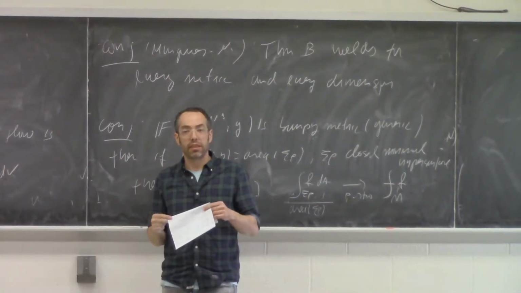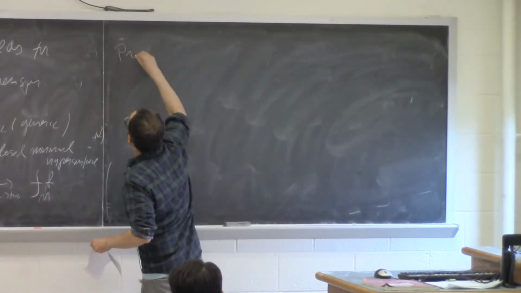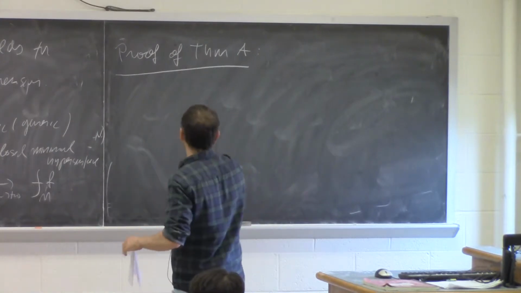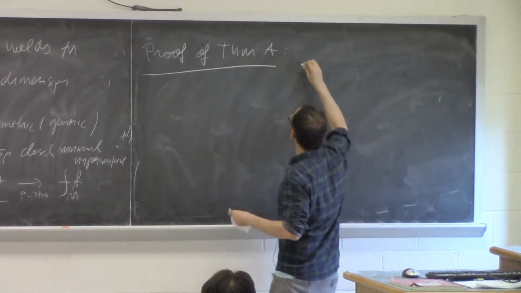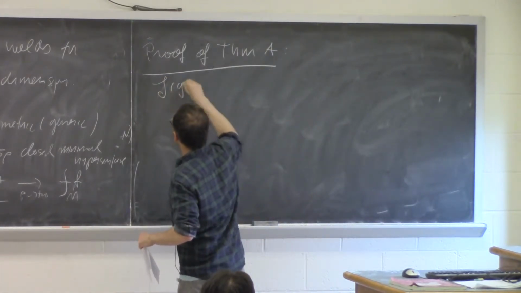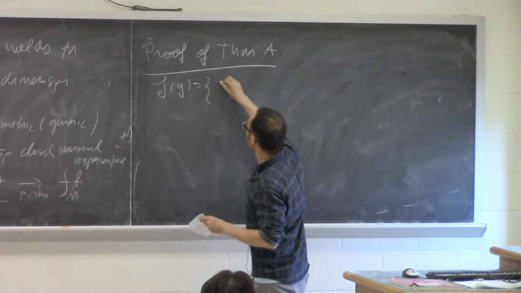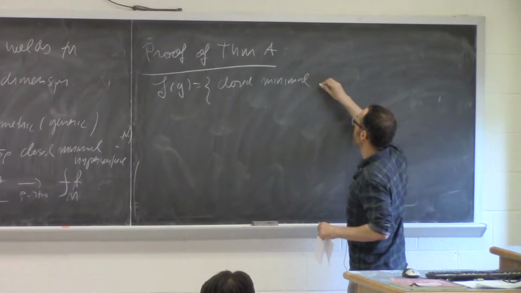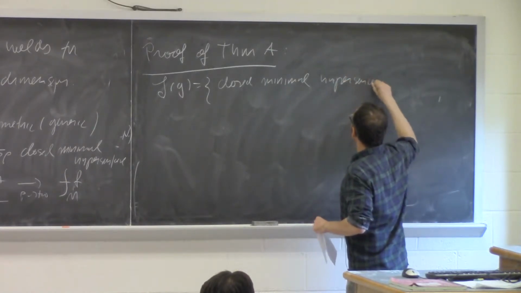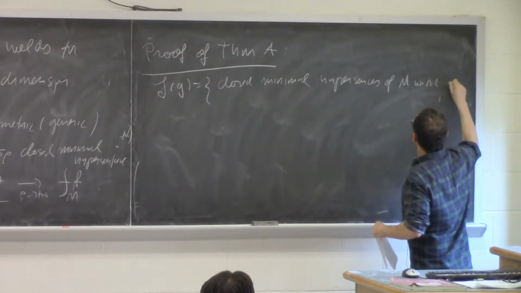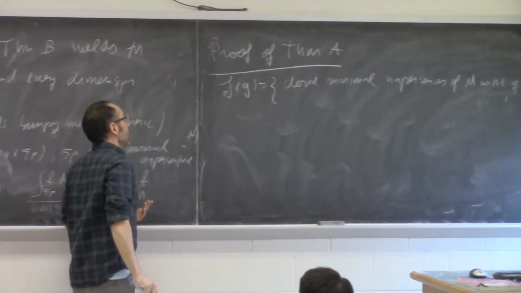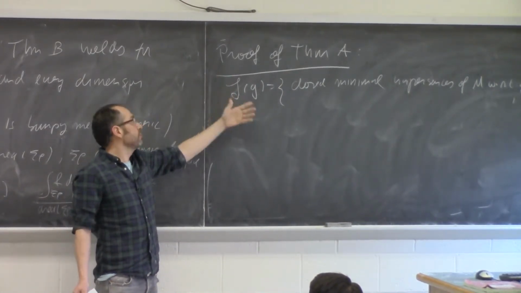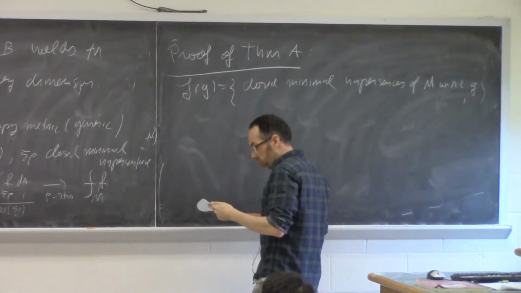Is this okay here? Okay, so let's prove theorem A. Let's start with the definition. Let's call S of G the set of all closed, minimal, embedded hypersurfaces of M with respect to the metric G. As far as we know, the set is non-empty. That was the theorem I presented last time, and we actually know it always has n plus 1 elements, but that's it. This is what one knows.